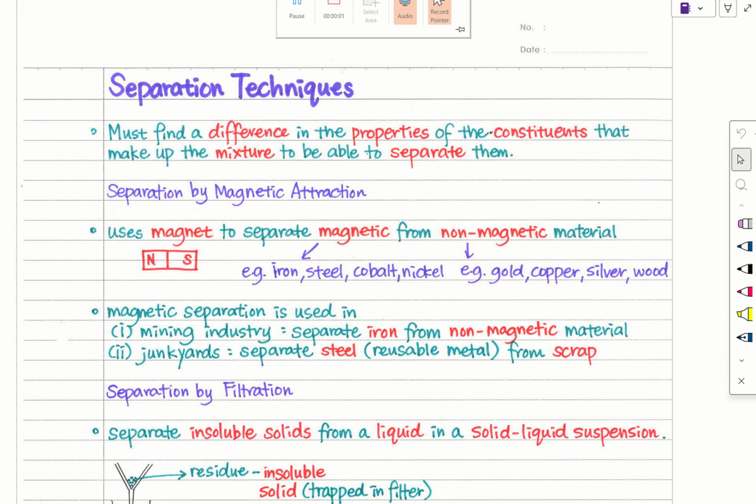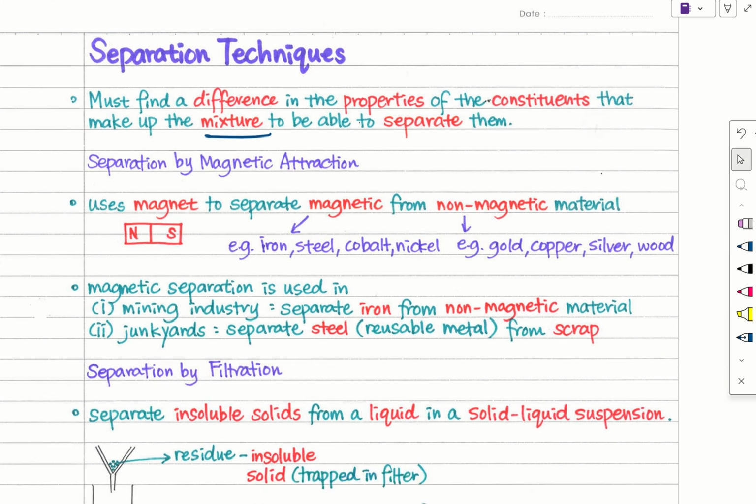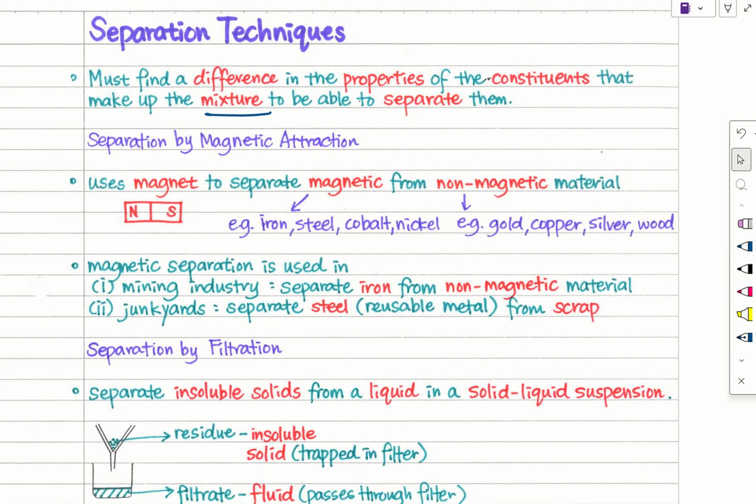Okay, for this video, I'll be going through separation techniques. So basically, you must find a difference in the properties of the constituents that make up the mixture to be able to separate them. So for this chapter, we are actually separating mixtures which are not chemically combined, right? So the first one is separation by magnetic attraction.